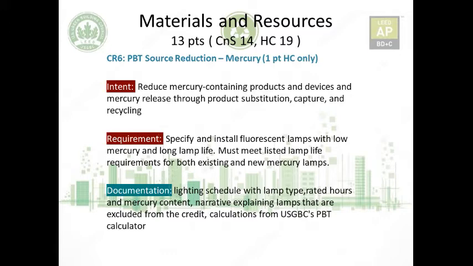So you have to mention that it is a low mercury lamp with long life, and it must meet the listed lamp life requirement for both existing and new mercury lamps. So it should be low mercury or mercury free. For the documentation, a lighting schedule with lamp type. You remember that only lamps were exempted in the new construction projects. So a lighting schedule with lamp type, burn hours and mercury content, which is very important when it comes to the credit requirement, and a narrative explaining lamps that are excluded from the credit.